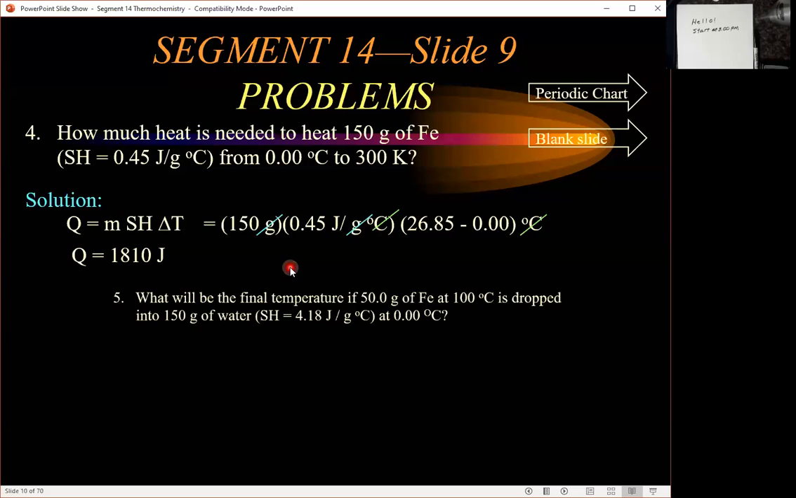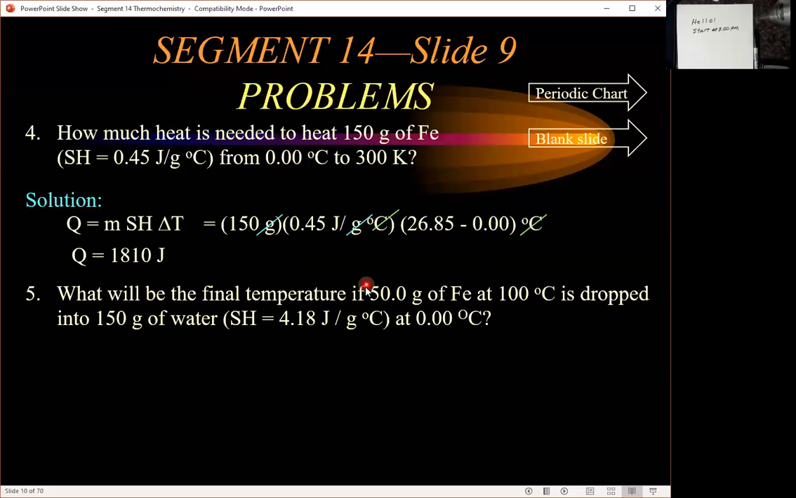What will be the final temperature if 50 grams of iron at 100 degrees is dropped into 150 grams of water? Specific heat is 4.18. And the temperature of the water is at 0 degrees.